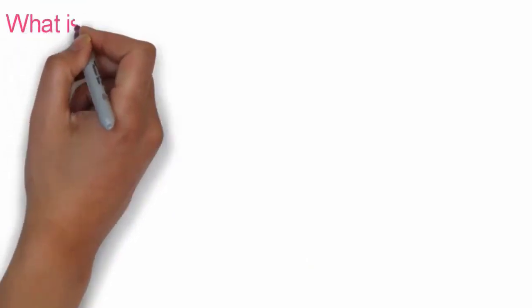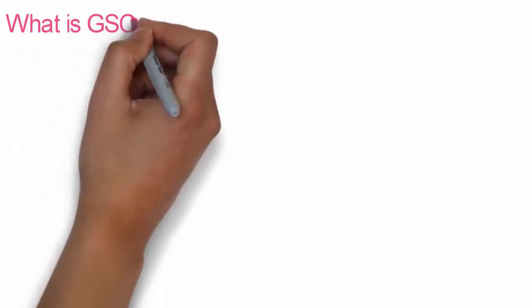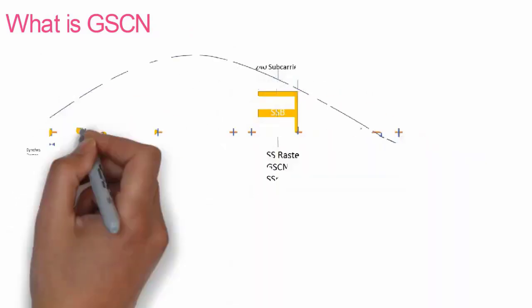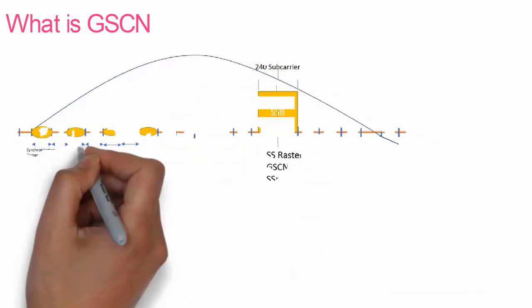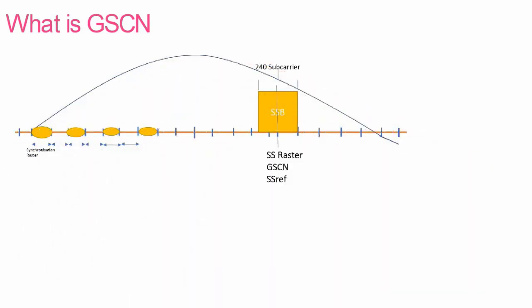What is GSCN? Again the same thing. If the UE needs to search the SSB based on the ARFCN raster, it would take a long time. Since the ARFCN raster is very narrow, it would be good to define the SSB searching frequency in a wider step. This is the use and purpose of GSCN.